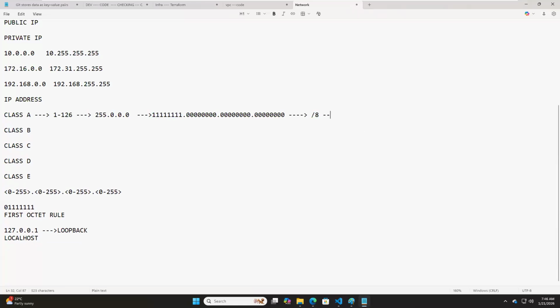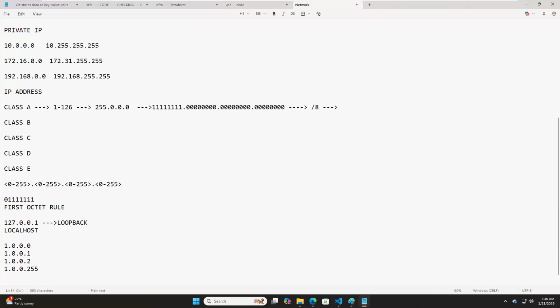Now how many devices, or how many IP addresses, can I generate in this network? In between 1 and 126, for example, if I take one network, 1.0.0.0, this is the network. The IP addresses start from 1.0.0.1. These are the usable IPs, 1.0.0.2, and like that you can go up to 1.0.0.255.